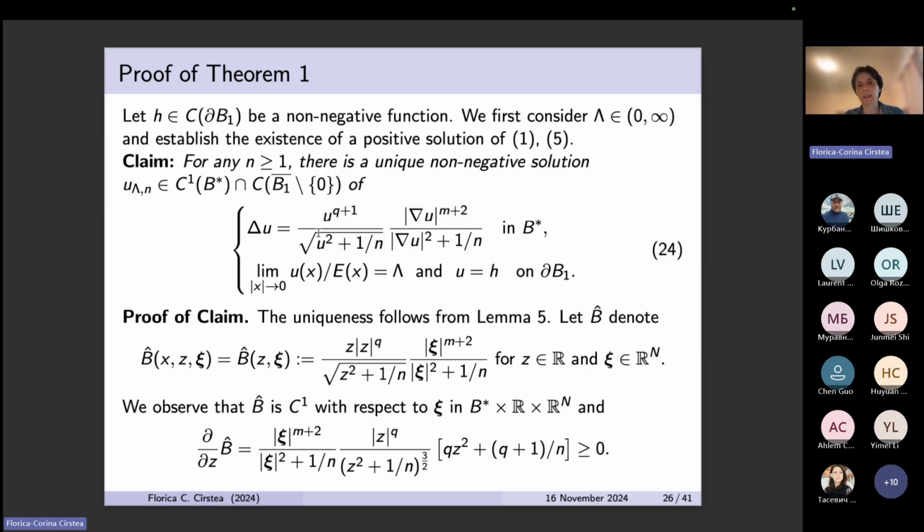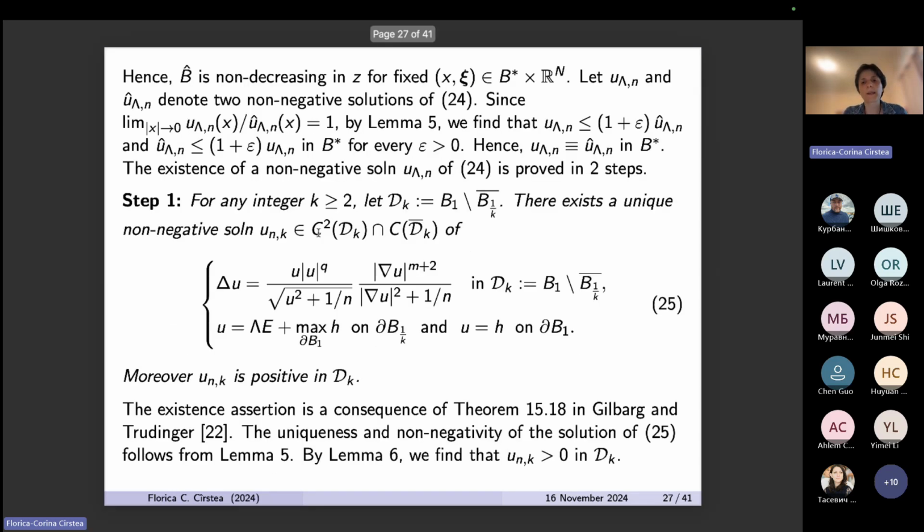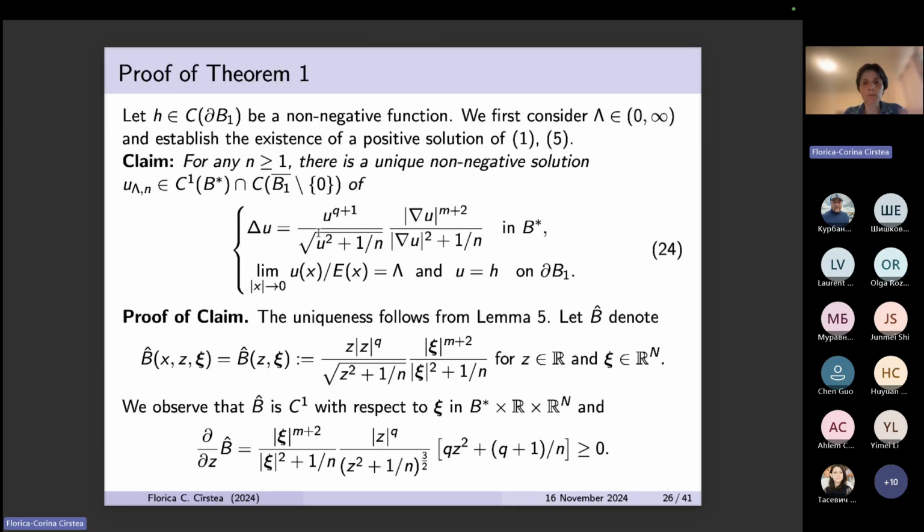Because we have the problem with the gradient, potentially m is between 0 and 1, and that is a big impediment for the comparison principles. Also for the existence, when you consider the problem on annuli, if the function is not C1 in the unknown u and in the gradient, then, you know, we wanted to apply the classical results in Gilbarg and Trudinger, Theorem 15.18, and we needed the function on the right hand side to be C1 in u and in the gradient. So for this reason, and the comparison principles and so on, we wanted to perturb the problem.